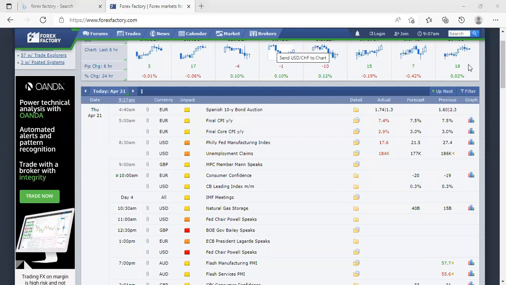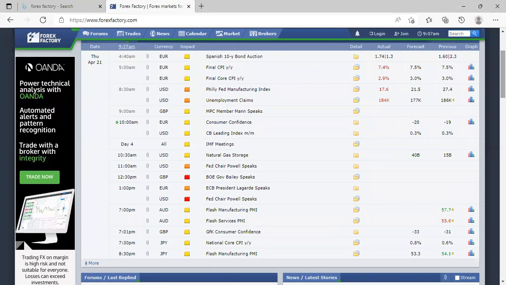I already know this is the time when the market is going to drop. When you put all of this in confluence, it makes sense. I'm telling you, it makes sense.